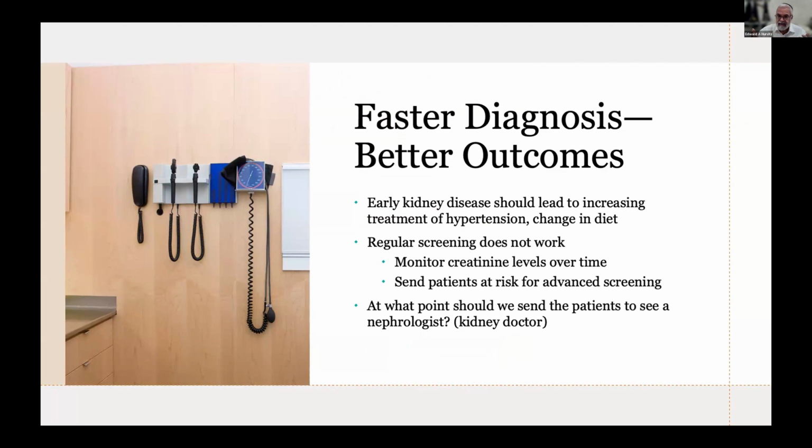So a faster diagnosis of kidney disease will lead to better outcomes. Early kidney disease should lead to increasing treatment of hypertension, changes in diet, things that you can do to help prevent kidney disease or prevent kidney disease from getting worse.